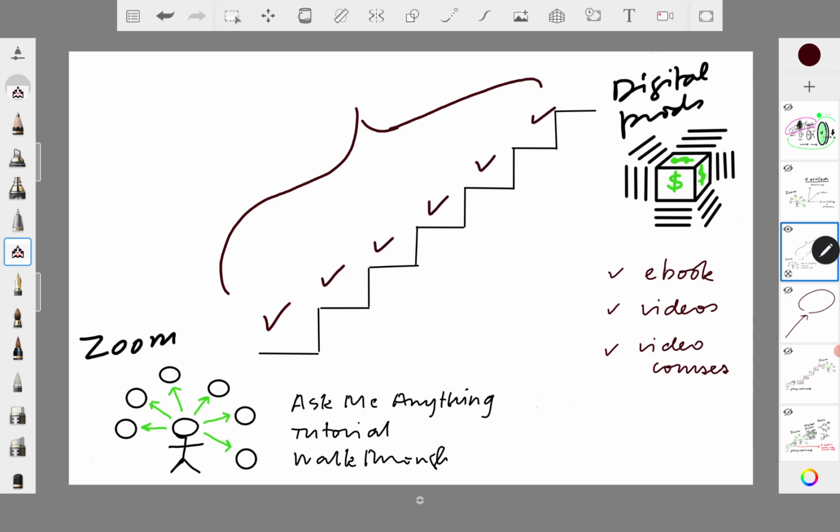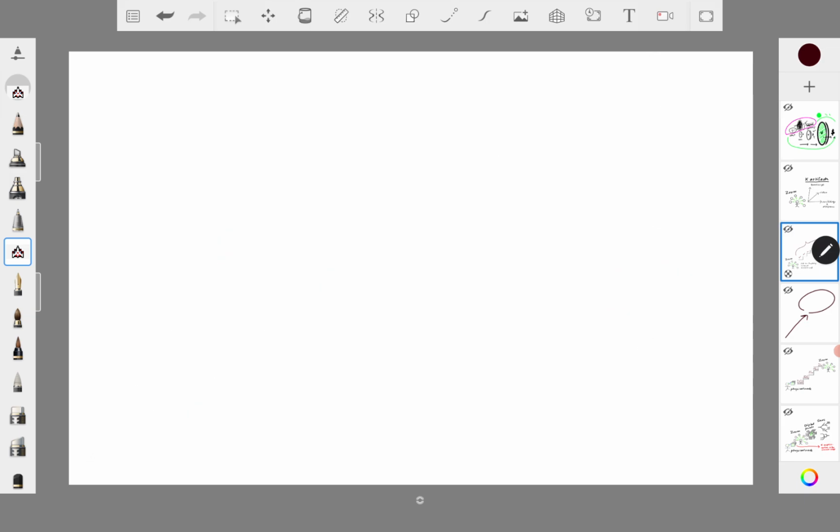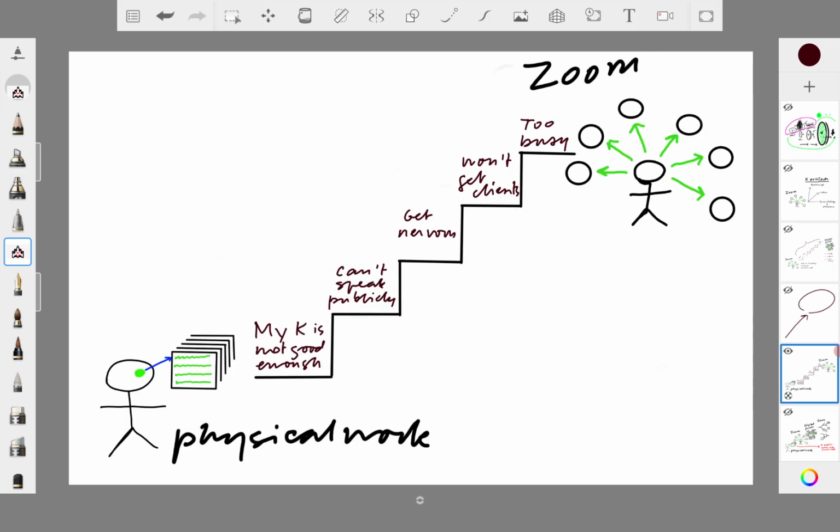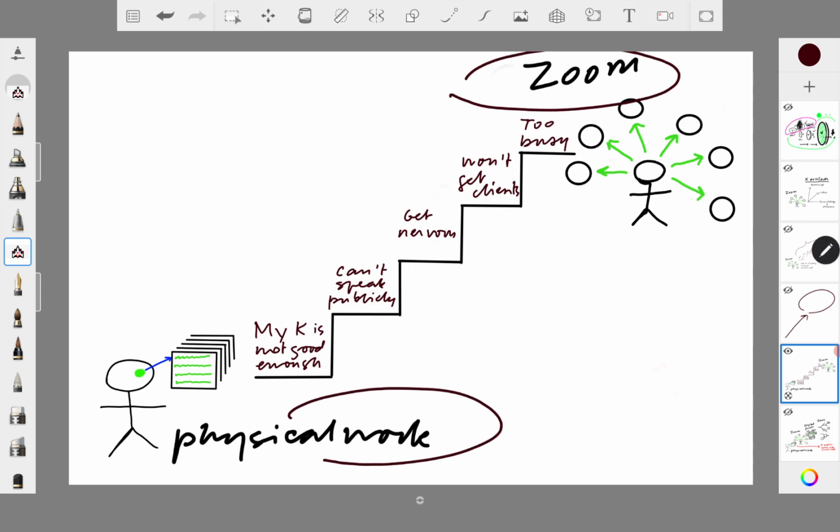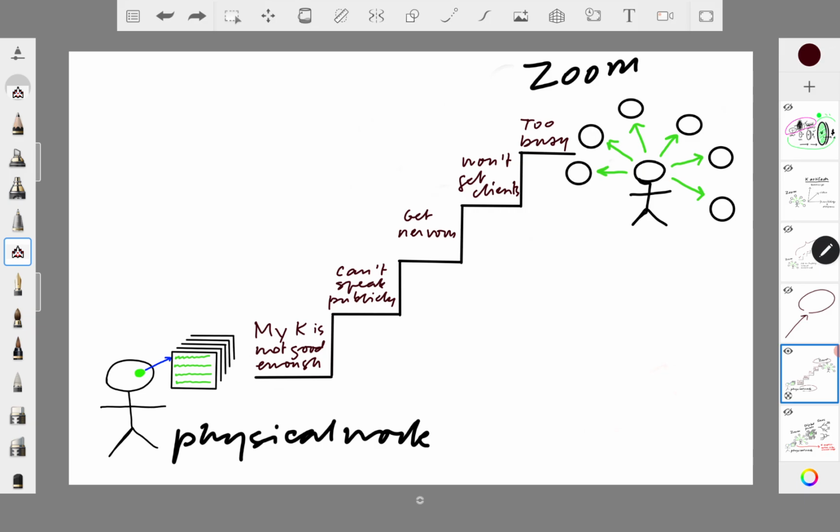Oh, sorry, I think I have the wrong stairway. Hold on. Yeah, this is the one. Okay, so you're going from physical work to virtually teaching on Zoom, but there are a series of steps that you have to go through. So let's take a look at the first belief that is blocking you.